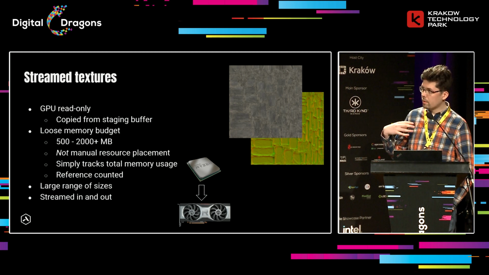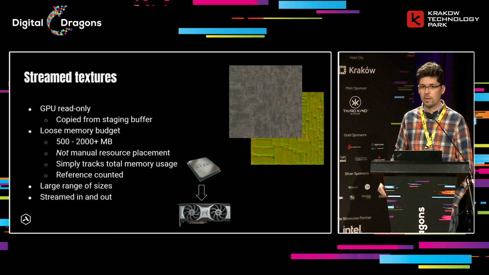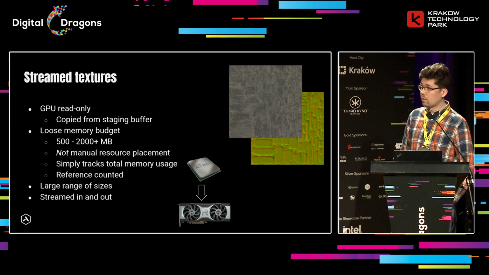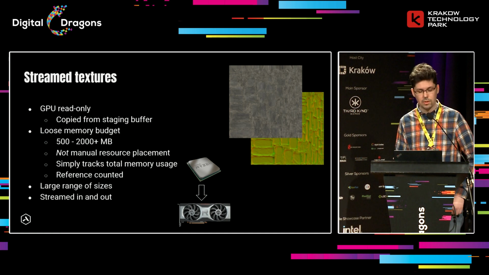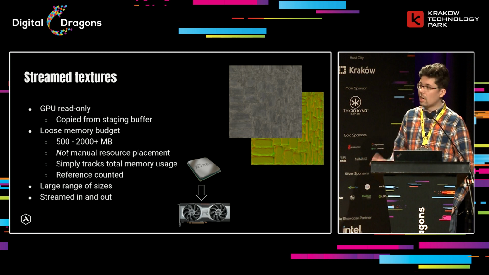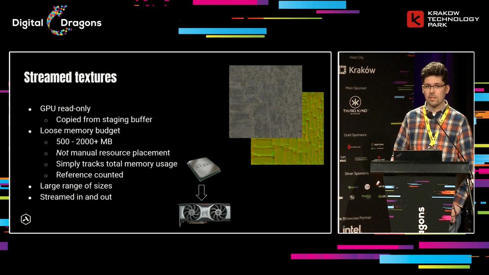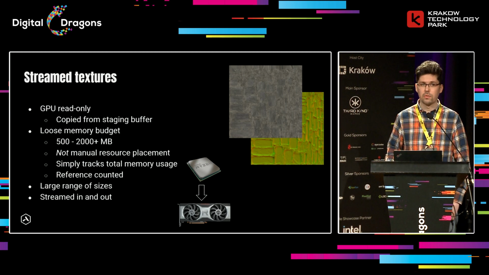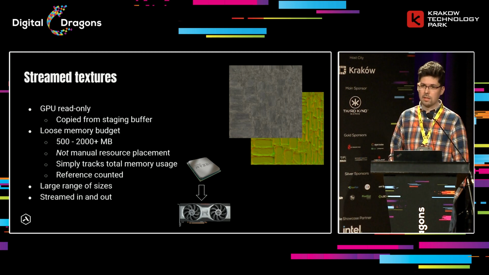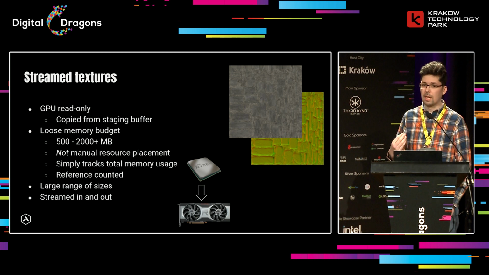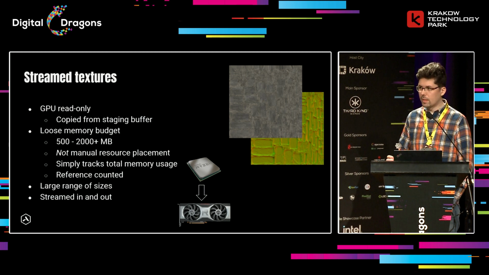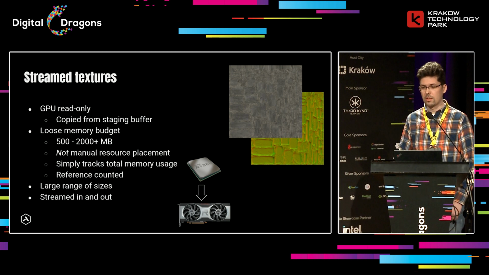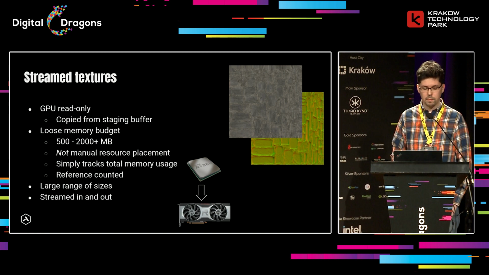We only have a loose memory budget for this, which is usually around 500 megabytes to around 2 gigabytes. And it's not actual manual resource placement inside a pre-allocated block. We simply just track the total memory usage of the resources we're allocating, and then try to stay within the budget that we have set for ourselves. And again, this budget is controlled by the texture quality setting in the game.